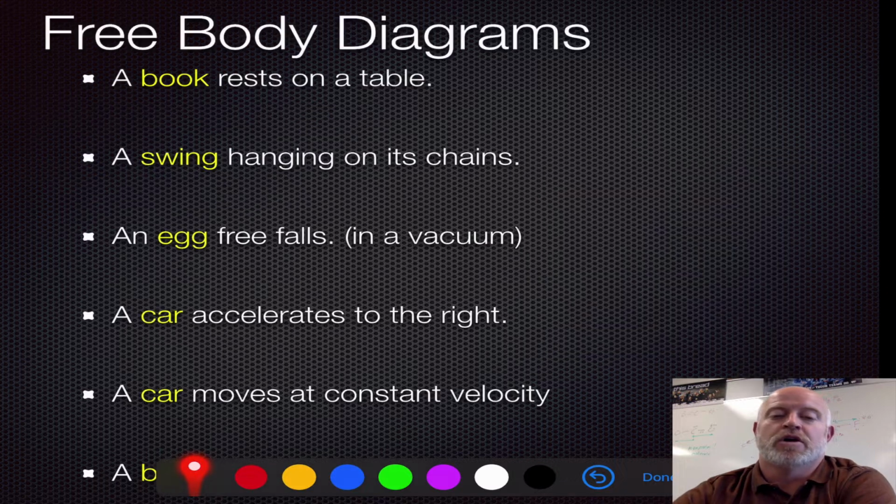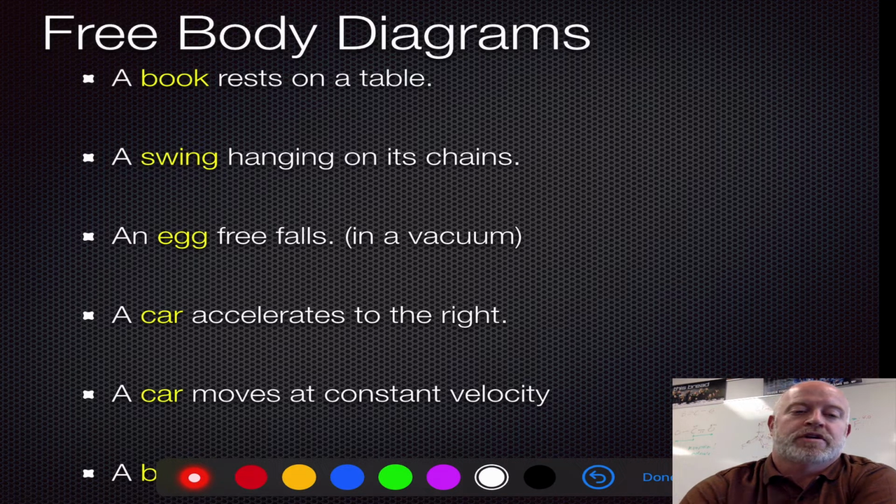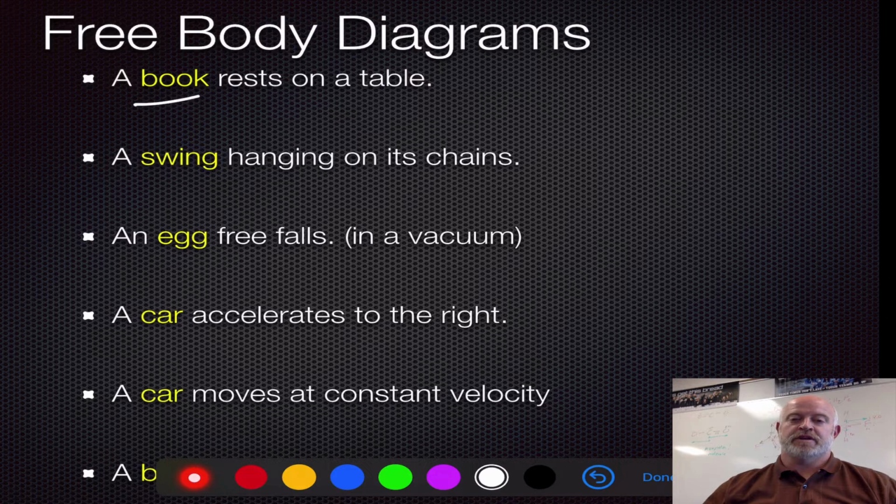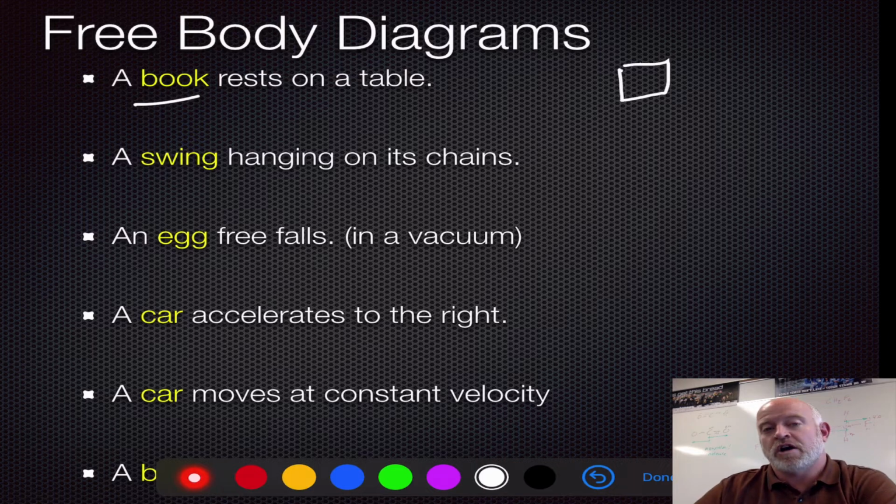What we're going to do now is actually draw some free body diagrams ourselves, and take a look at what they are and how they work. The first thing we have is a book that is resting on a table. With the book resting on a table, what we want to do to draw a free body diagram is to start with just a box. So we have a little box here, and now we're going to draw our forces off of that box.